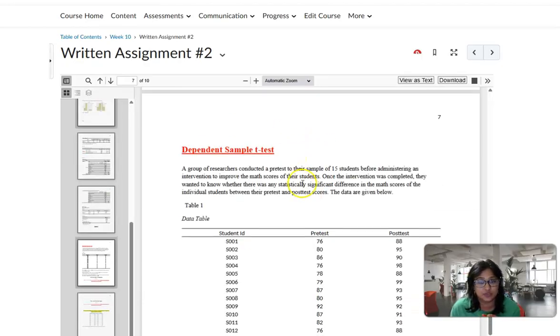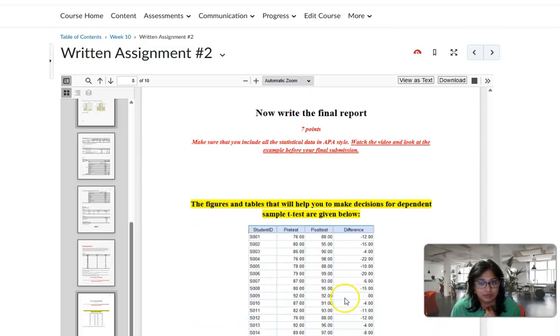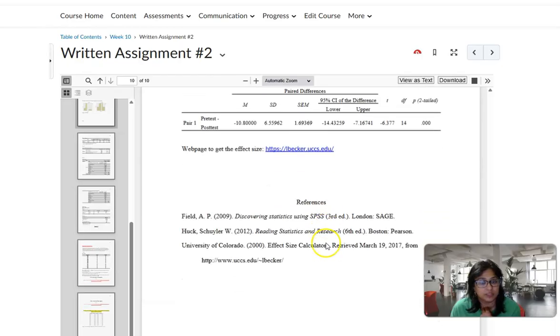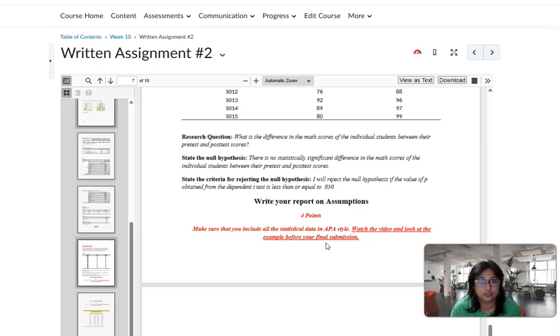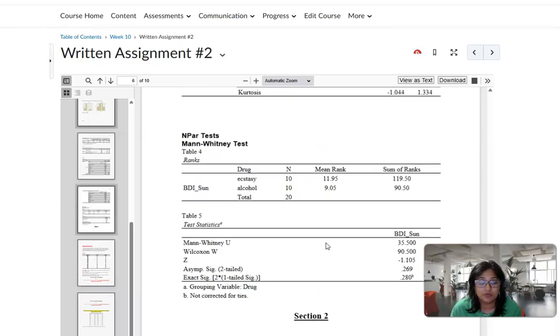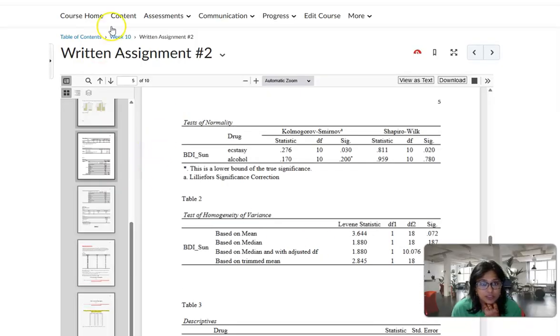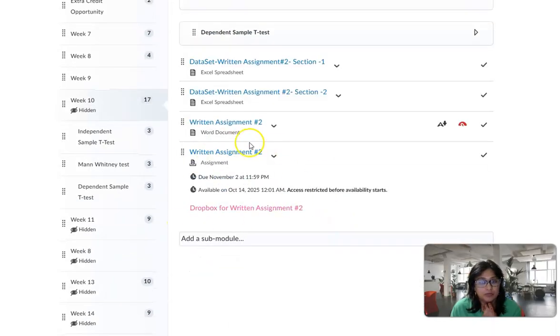And here is section 2, which is the dependent sample. Once again, here's the data, and then you're writing the reports, and here are your histograms and all your tables. Okay, there are 4 assumptions. Think about those 4 assumptions. Does it meet the number of participants, the normality, the KS test, all of those things as you are doing it. And here is your Dropbox.